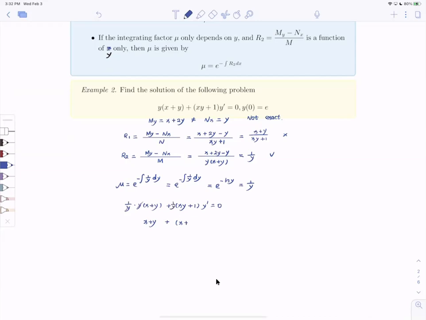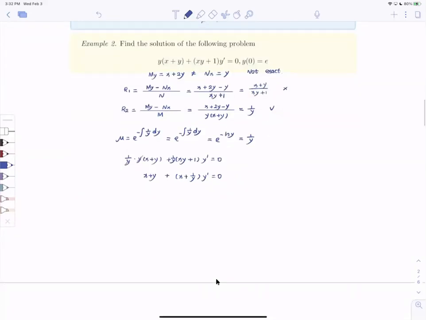Here is y. Okay, x plus 1 over y prime. So this is new, let's call it m prime. It's not the derivative prime. It's just a new m.